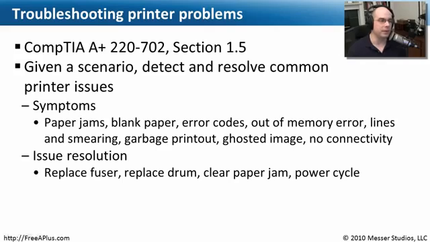That covers our requirements from our 220-702 section 1.5, where we needed to resolve some common printer issues, and we've gone through jams and error codes and out of memory issues and much more, and we've learned how to resolve some of these things by replacing fusers and drums, clearing paper jams, and much more.